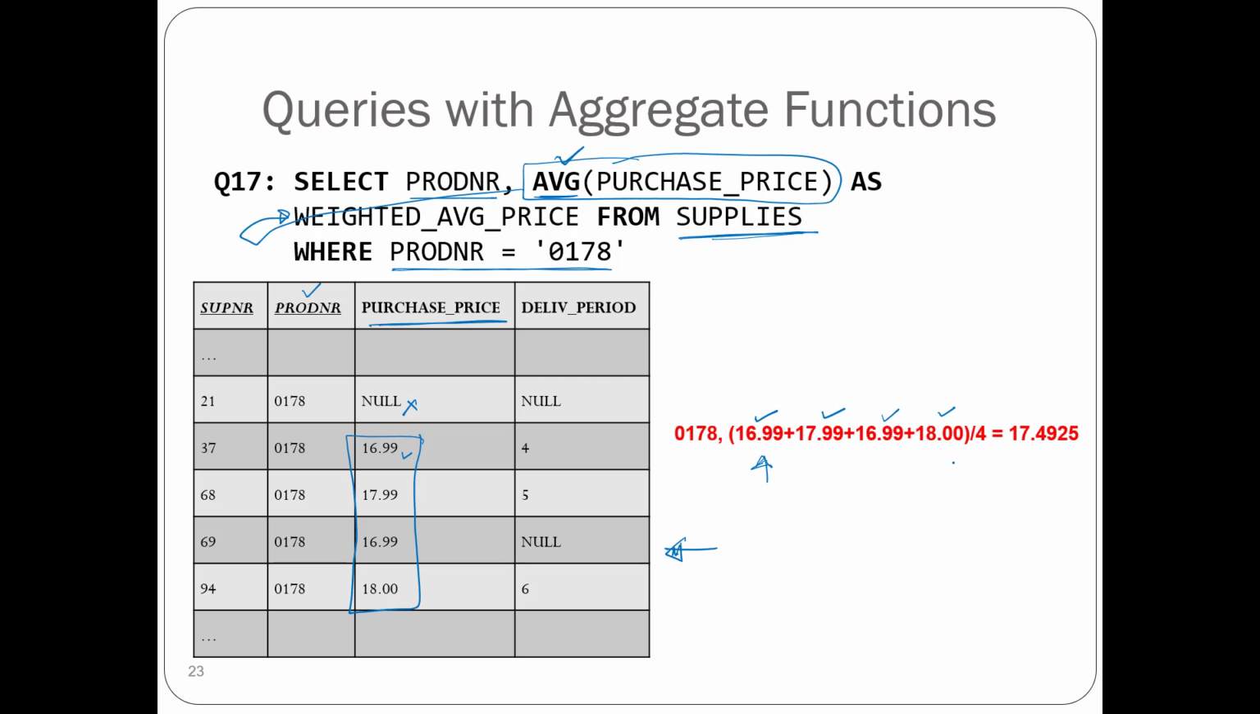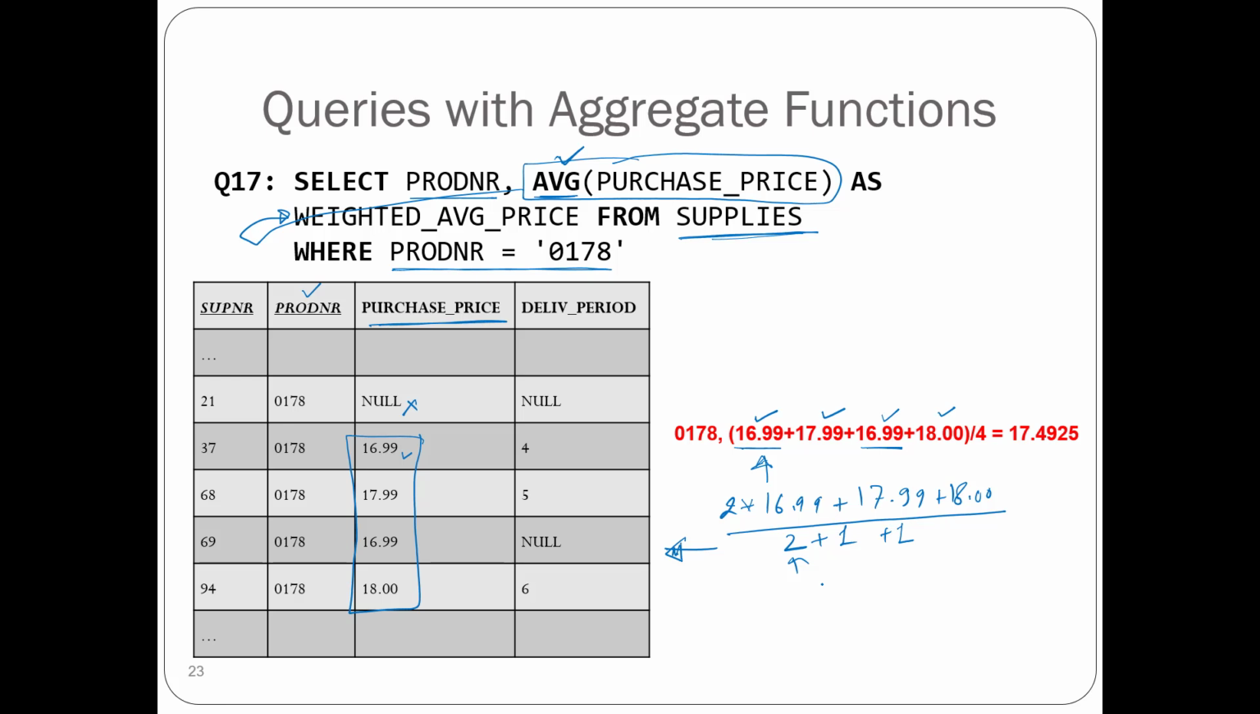Now this value that we are computing is basically a weighted average. Why weighted average? Because we had two instances of 16.99 and both the instances were included in the computation of the average. So effectively this whole thing can be written as 2 times 16.99 plus 17.99 plus 18.00 divided by 2 plus 1 plus 1. This is simply the weighted average. These are the weights, right? So that's why we are saying it's a weighted average.